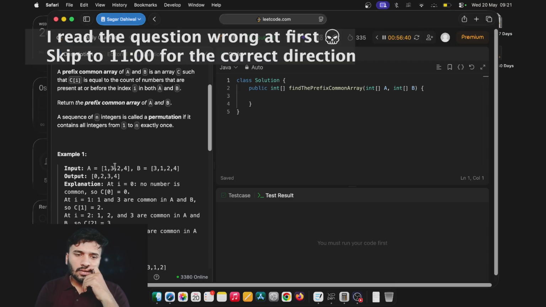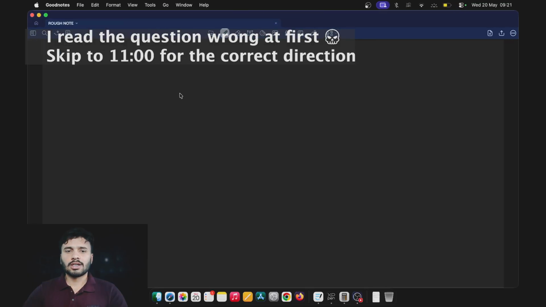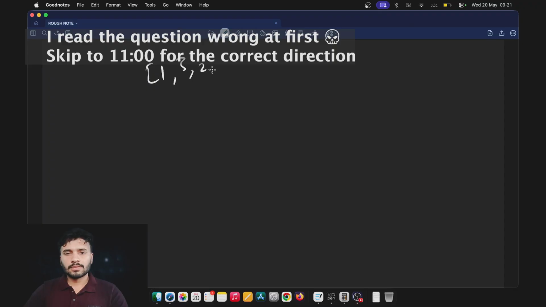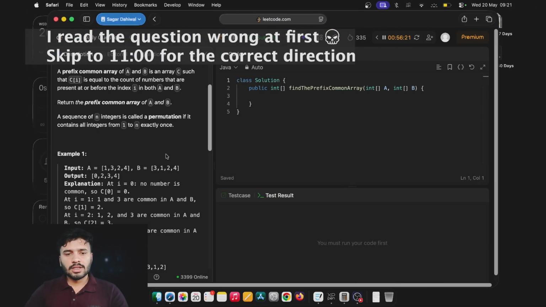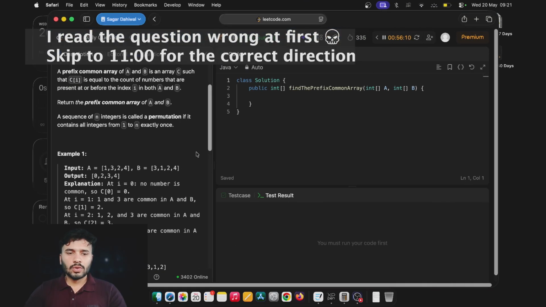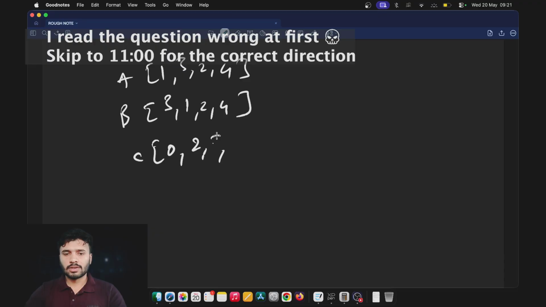And for i equal to 1, 1 and 3 are common. How? Let's try to draw this array: 1, 3, 2, 4. This is our A and this is our B: 3, 1, 2, 4. And our answer is 0, 2, 3, 4. So this is our answer, right?